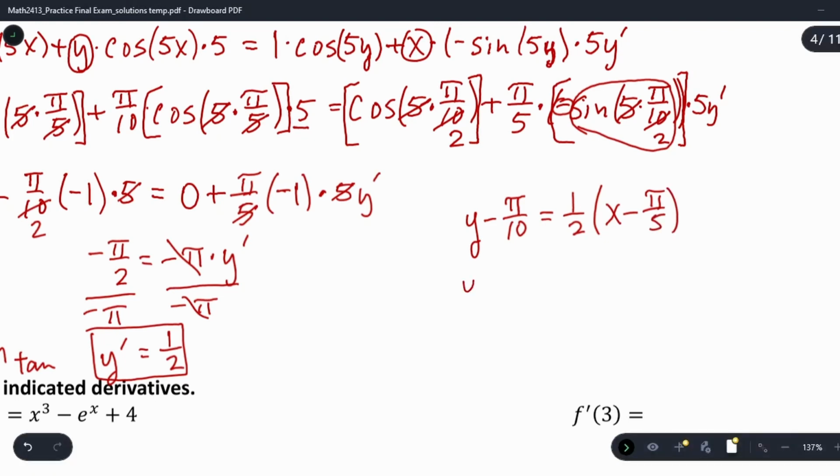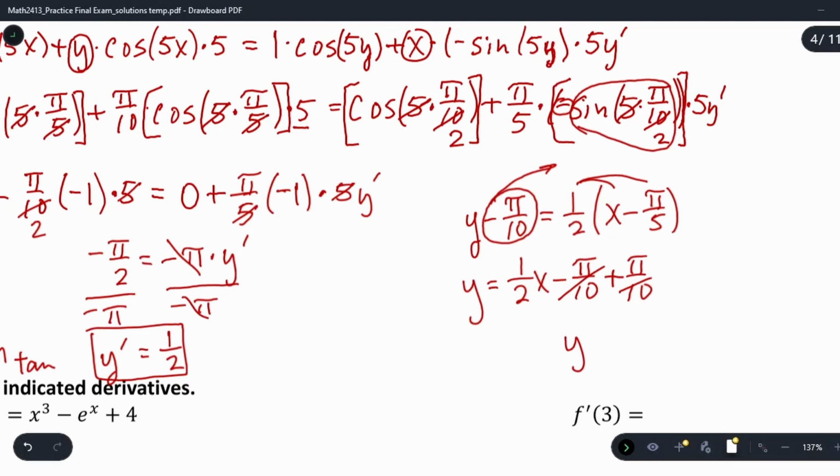And then if we simplify that equation, doing the distributive property and bringing the minus pi over 10 over, that's going to give us 1/2 x minus pi over 10 plus pi over 10. Those will effectively eliminate each other and give us y equals 1/2 x for our simplified final answer.